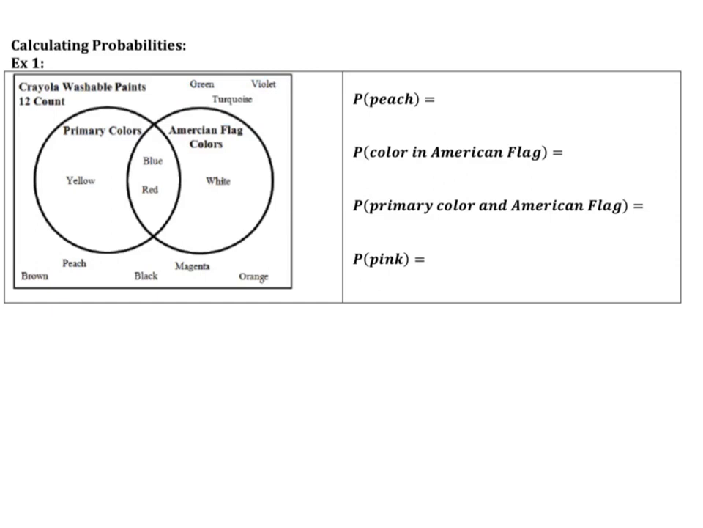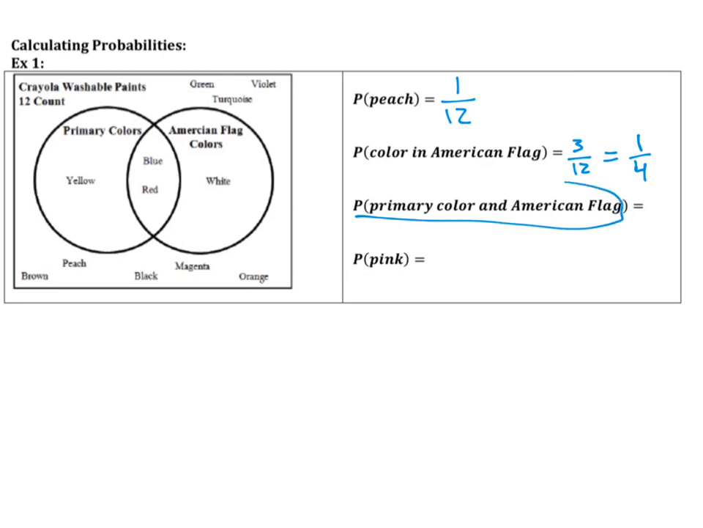What's going on is you're going to get the probability of picking these certain color combinations, assuming you're picking out of the whole 12 washable paints. So first one, probability that it's peach. That's only one of the colors. It's right here out of the 12. And so the probability is 1/12. Probability of the colors in the American flag: there's 3 American flag colors out of the 12, which is going to reduce a little bit to be 1/4.